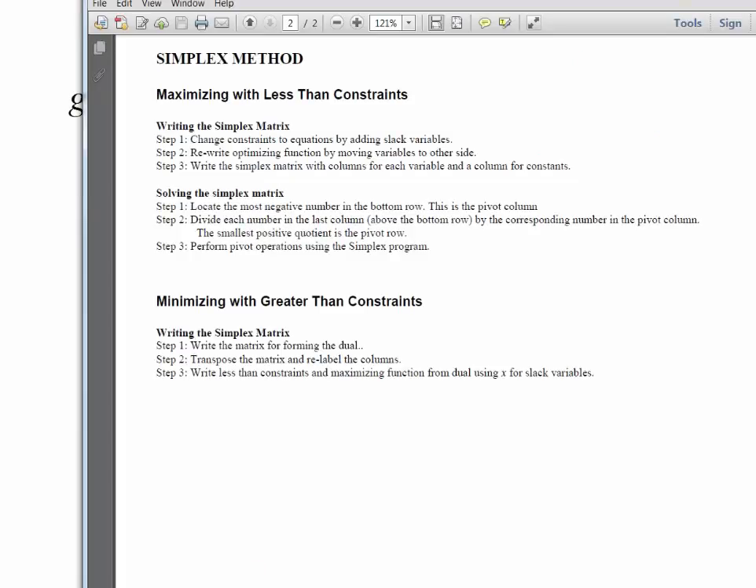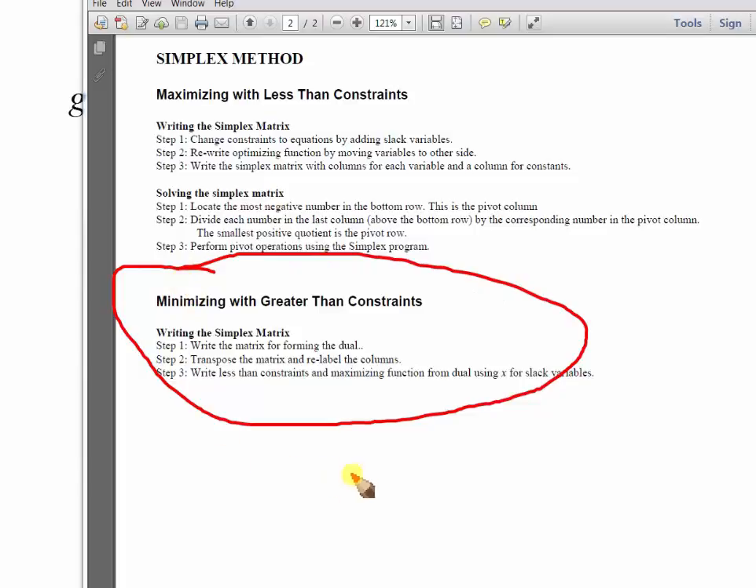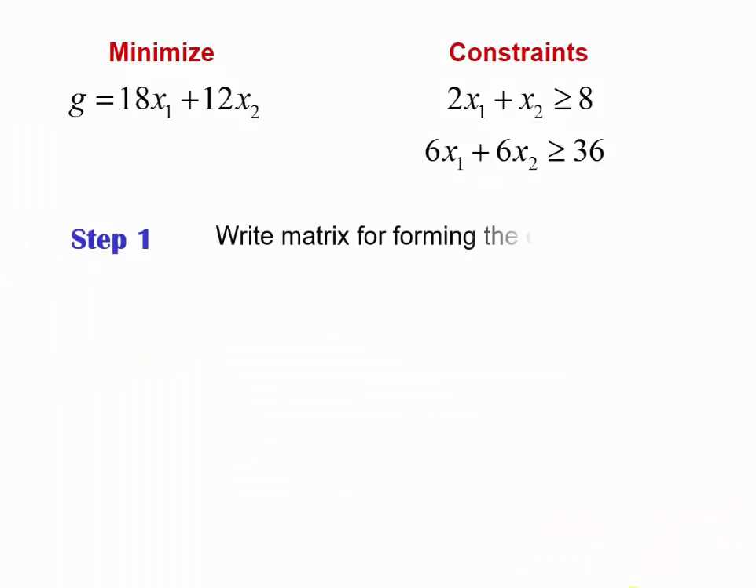On our formula sheet, down here at the end, you see minimizing with greater than constraints. We'll be following these three steps. Step 1, here's how we do a matrix for forming the dual. We're going to take the constraints and just take the numbers and leave them in their same positions.